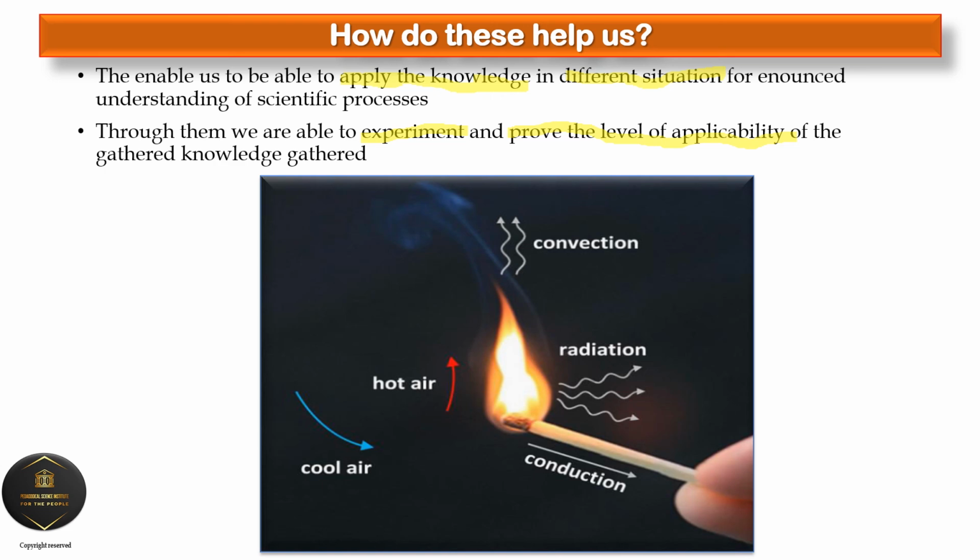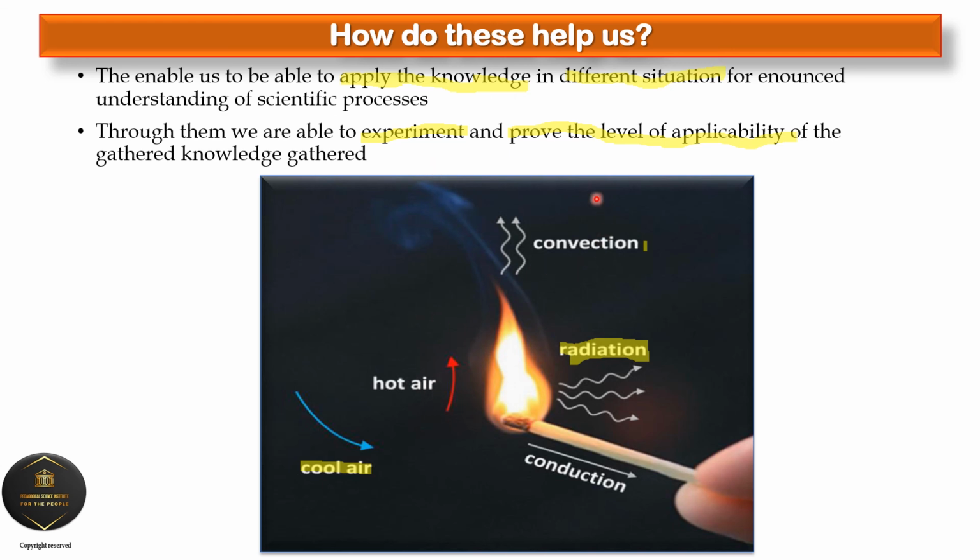Now, you can take a matchstick and light it up. And as you've lit it up, you can actually see that we also have that process being applied. So you see now the fire from the matchstick is the source of radiation. You see that the air in the atmosphere around this matchstick will be in contact with this matchstick, and after it's in contact, it gets heated up. So this air will be cool. It goes there. After it's heated up, it's going to rise, right?